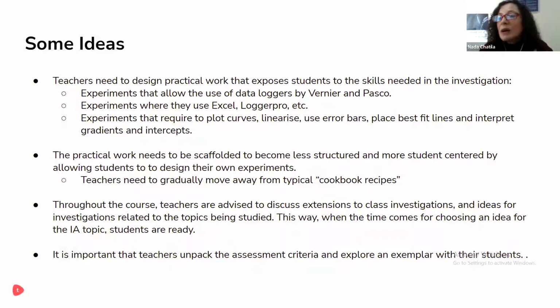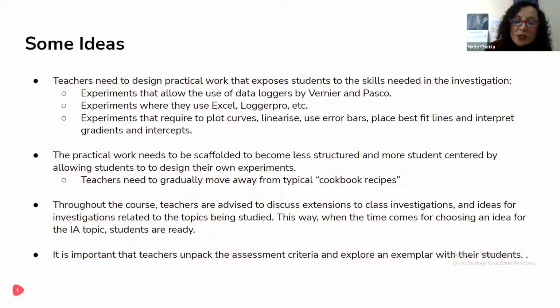So, exposing them, having them write reports where they need to tackle all of these skills in a non-threatening environment. It is important that the first time and the second time we introduce them to those skills are formative and not summative. The practical work needs to be scaffolded to become less structured and more student-centered by allowing students to design their own experiments. So gradually moving away from typical cookbook recipes, and this is important.